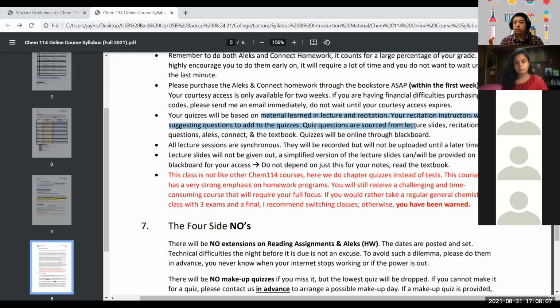Everything in terms of the quizzes, again, Connect depends on how you answer the questions. Some people answer questions really quickly. Some people take a while. You have unlimited tries with the questions. So if you get it wrong, you can redo it again. And it gives you the same question.